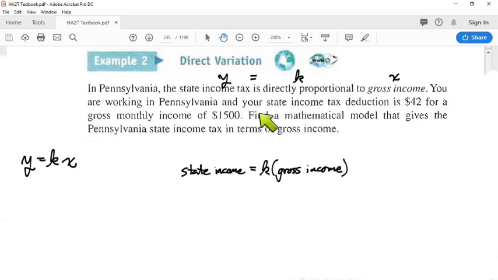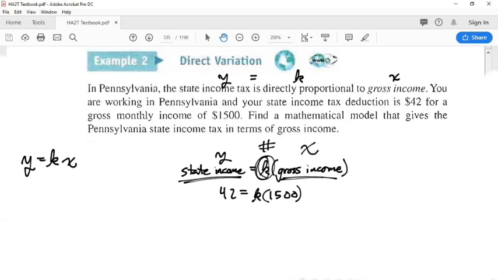You are working in Pennsylvania and your state income tax deduction is $42 for a gross monthly income of $1,500. Find a mathematical model that gives the Pennsylvania state income tax in terms of the gross income. Boom. There you go. Wait, no, I'm sorry, this is not boom. We have to have this value as y, and we have to have this value as x. So we have to solve for k and then plug k into our model.